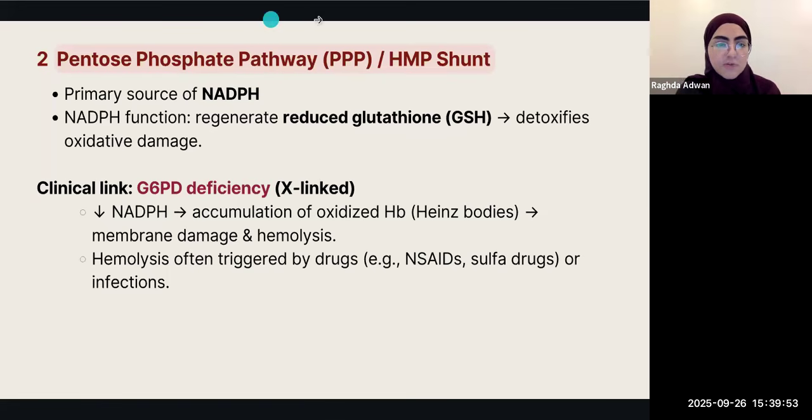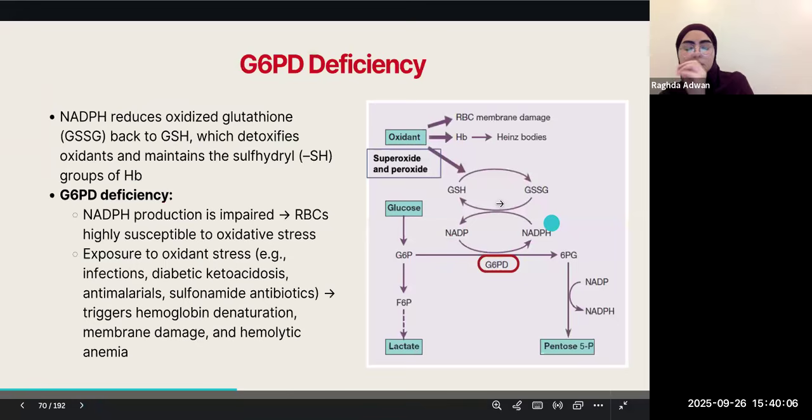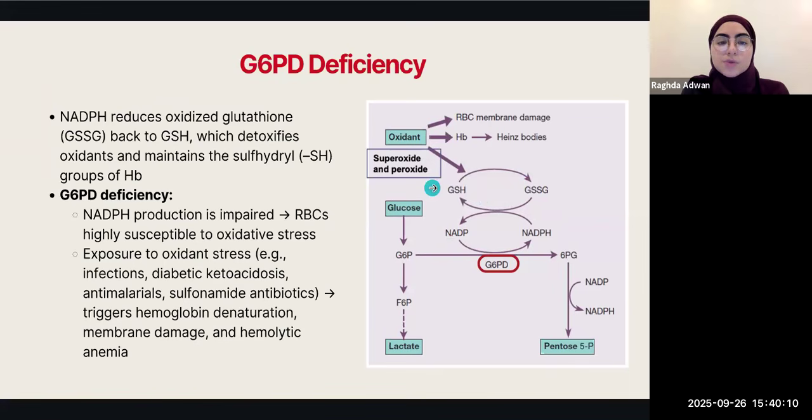Okay? Before I get into the enzyme deficiency, let's make sure this was clear. Can you repeat, please? Yes, I will repeat. How does NADPH prevent oxidative damage? Okay, so let's go back to this right here. Look at this right here. GSH is reduced glutathione. This is reduced glutathione.